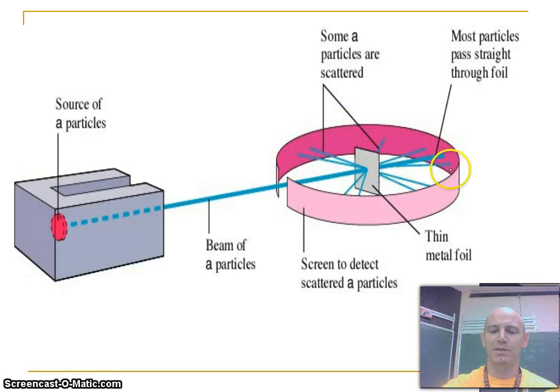And then he had some film, I think it was a zinc sulfide film or something like that, to pick up the alpha particles so he could see what the distribution was like. So his expectation was most of this stuff is going to pass through at some slight angles, but nothing crazy.